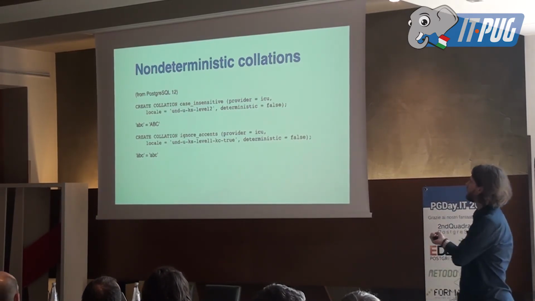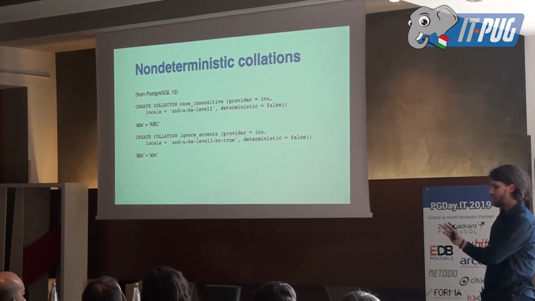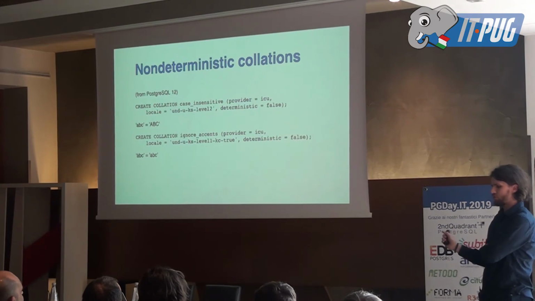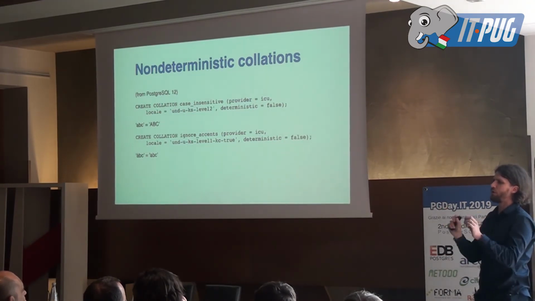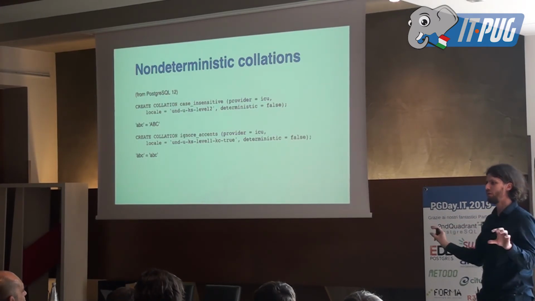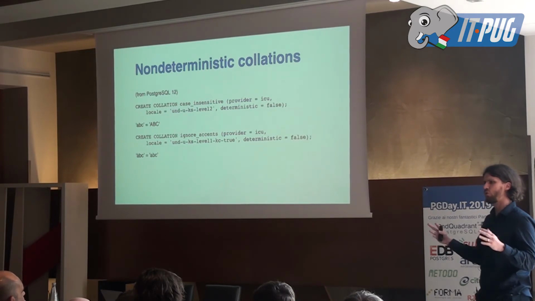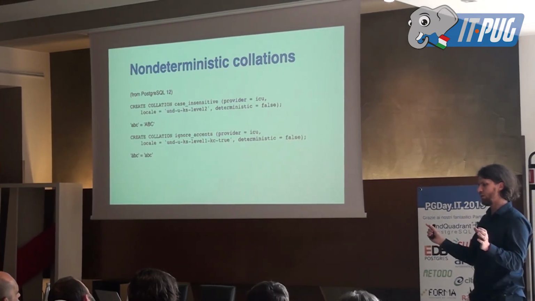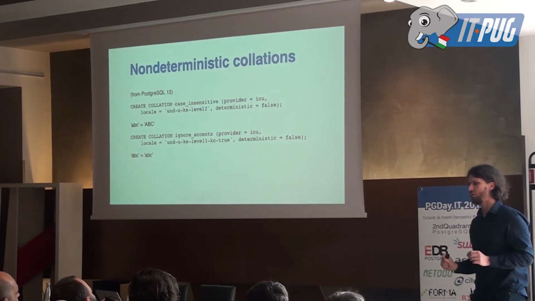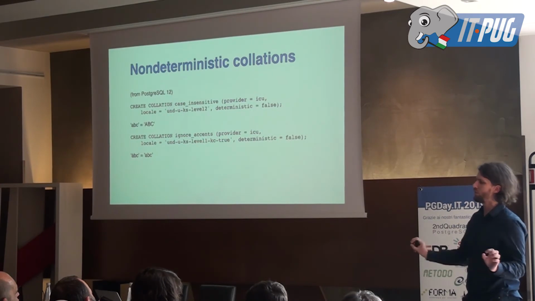Now in Postgres, if you do this in Postgres up to 11, it will not work, because the way Postgres works is if two strings compare equal, it has a tiebreaker and it compares the bytes. That's how Postgres works, and this is called a deterministic collation. What you want to do is basically say, don't do that. If these two are equal, then I'm just going to consider them as equal and I don't care if the bits are different.